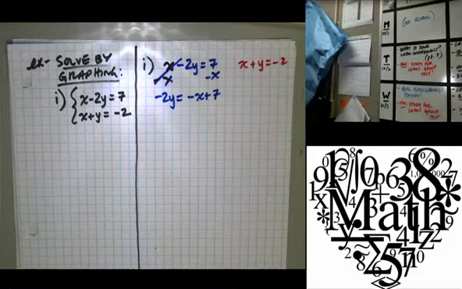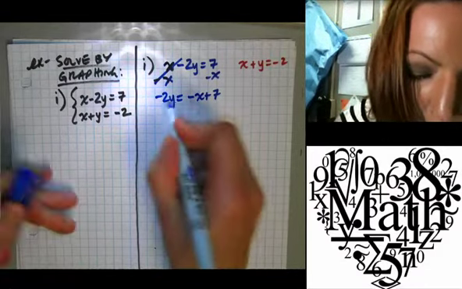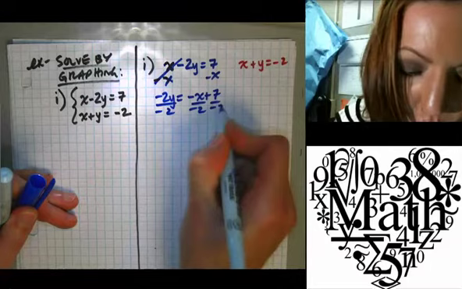Divide by negative 2. Everybody give it up for Kendra. That was better. All right, I will find my list in just a second. Divide everything by negative 2.